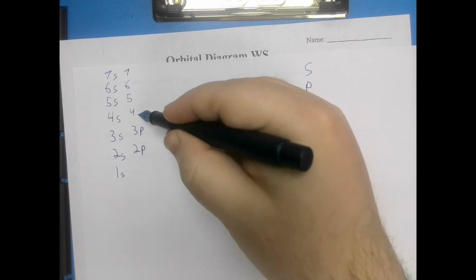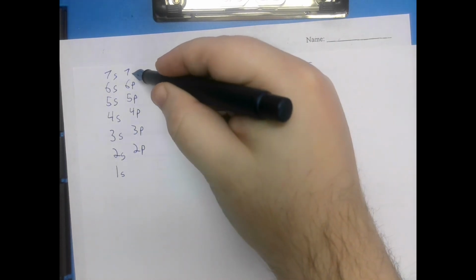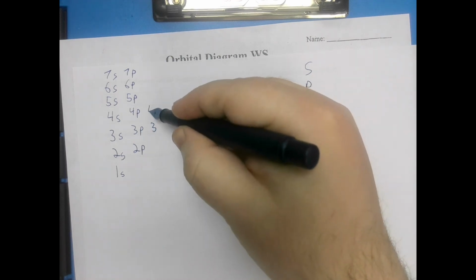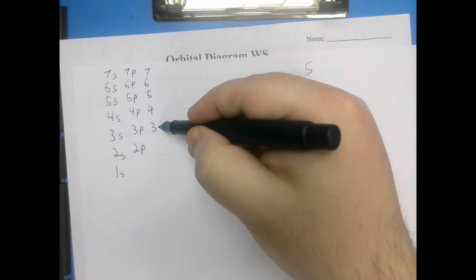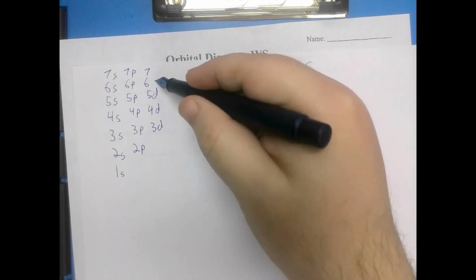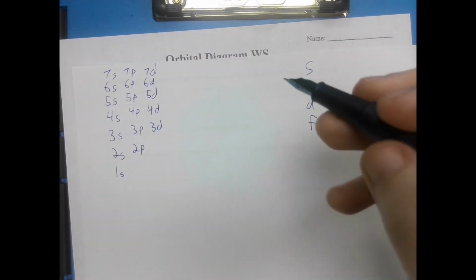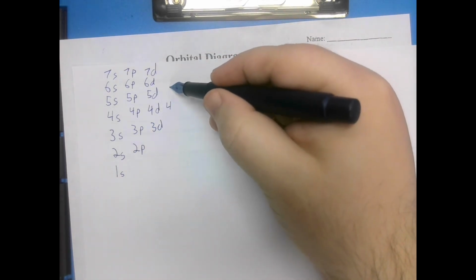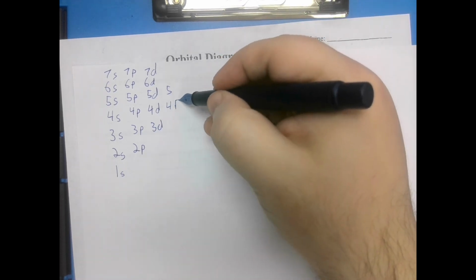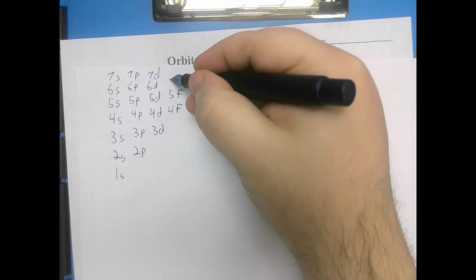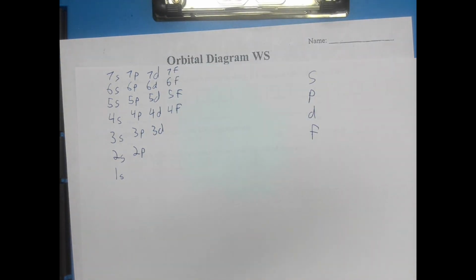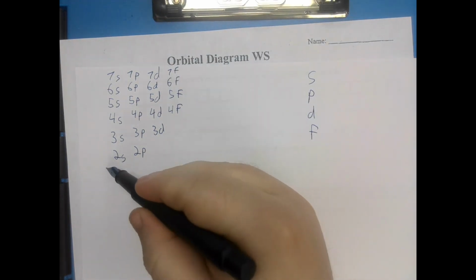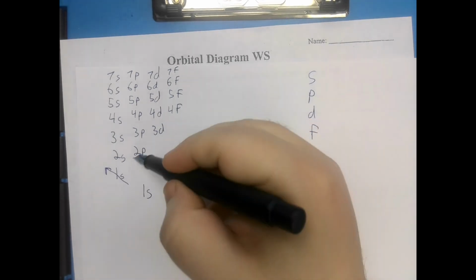So these will be our P's. Then we have 3, 4, 5, 6, 7. These will be our D's. And then we have 4, 5. And these will be our F's. You could continue it up, but no element has 6F or 7F. It doesn't matter. Or diagonals will be the correct order.